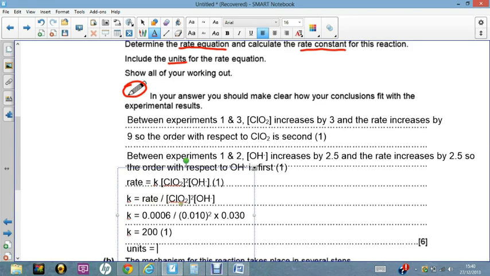Okay, if I look at my original rate equation here, I've got moles per decimetre per second over 3 lots of moles per decimetre. So if I was to cancel that down, then I would get moles squared dm to minus 6 seconds to minus 1. For that, I will get another mark.